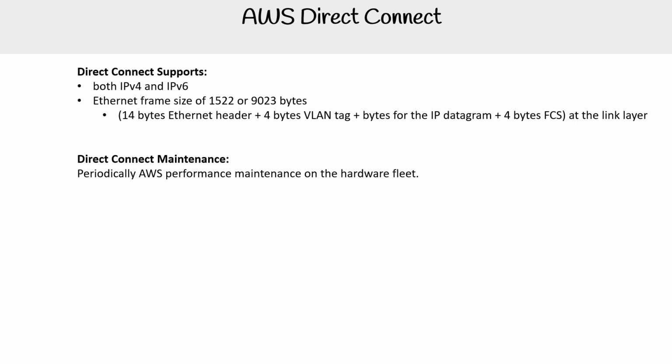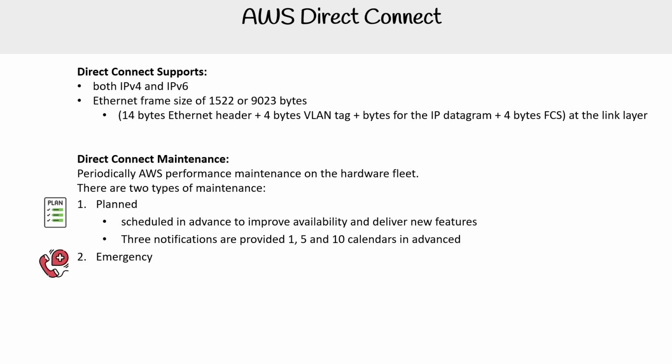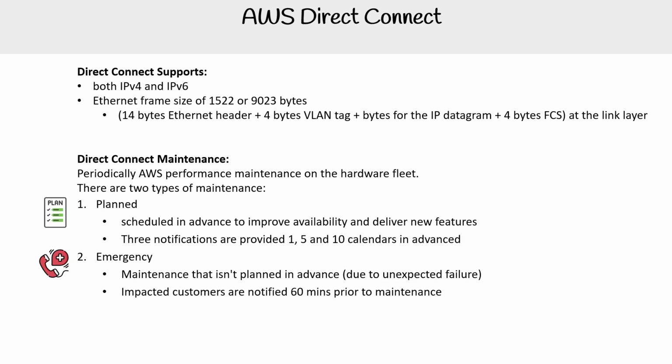For Direct Connect maintenance, AWS will periodically perform maintenance on the hardware fleet. There are two types of maintenance. Planned: the idea here is that they schedule it in advance to improve the availability and delivery of new features. They provide 3 notifications at 1, 5, and 10 calendar days in advance, so you are very certain to know of a planned outage. Then there's emergency. This is just when something goes wrong, due to unexpected failure. Impacted customers are notified 60 minutes prior to maintenance. How good AWS is with that level of support, I don't know, but I hope at the enterprise level they stick to that as best they can.